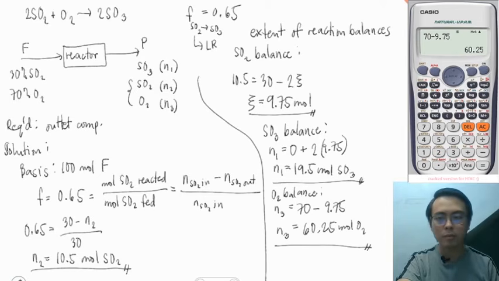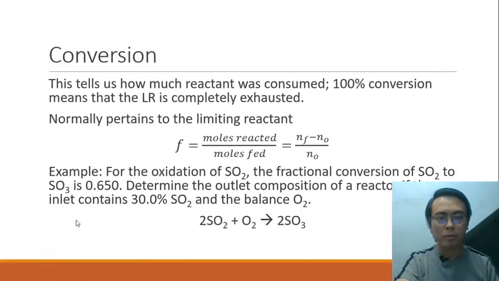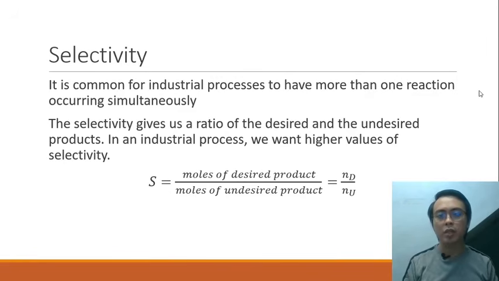Next. Selectivity. It is common for industrial processes to have more than one reaction occurring simultaneously. So this is applicable for both multiple reactions happening in series and in parallel. The selectivity here is defined as the number of moles of the desired products over the number of moles of undesired products. So in an industrial setting, if you have a very high value of selectivity, that means that you are maximizing the production of your desired products and minimizing the production of the undesired products.